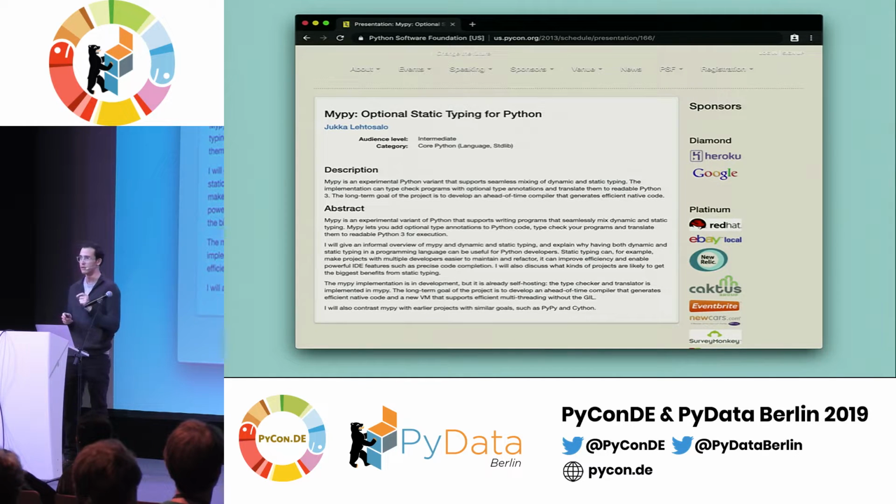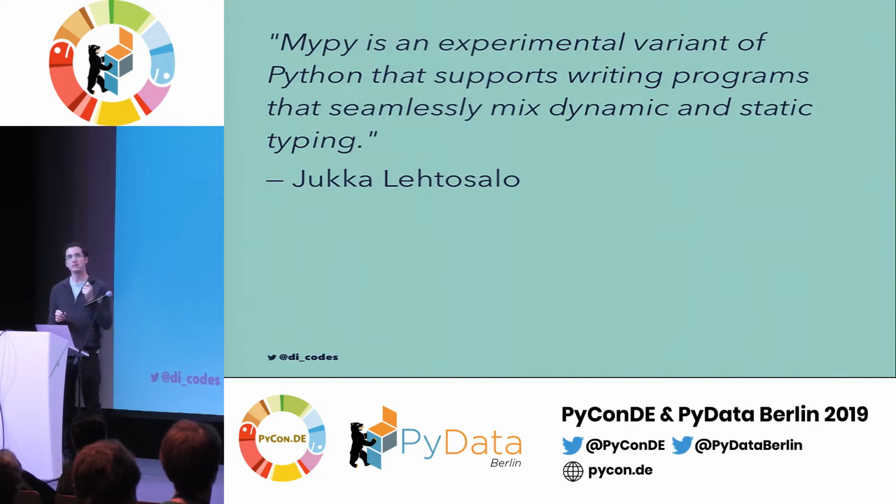At the time, this is how he described MyPy. MyPy is an experimental variant of Python that supports writing programs that seamlessly mix dynamic and static typing. So at this time, if you know of MyPy today, MyPy is a type checker. But at this point in time, MyPy was this weird variant of Python that he created just to do his research. Because he couldn't just use Python.